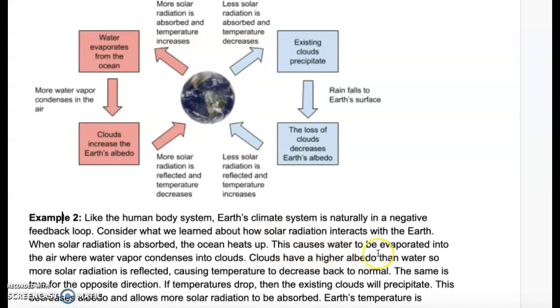This causes the water to be evaporated into the air, where water vapor condenses into clouds. Clouds have a higher albedo than water, so more solar radiation is reflected, causing temperature to decrease back to normal. Okay, I'm going to highlight causing this to decrease back to normal.